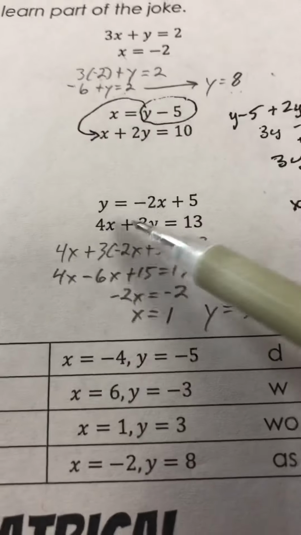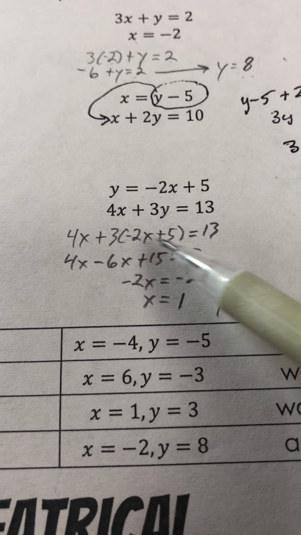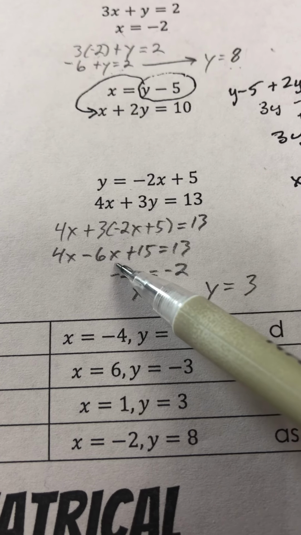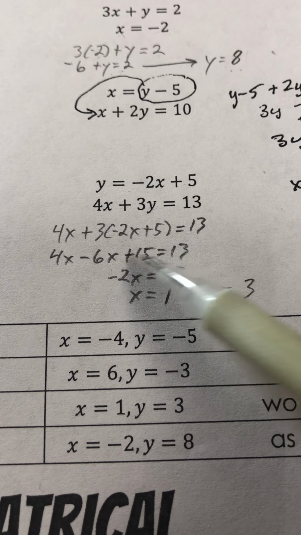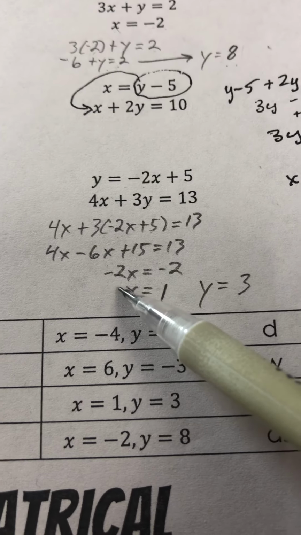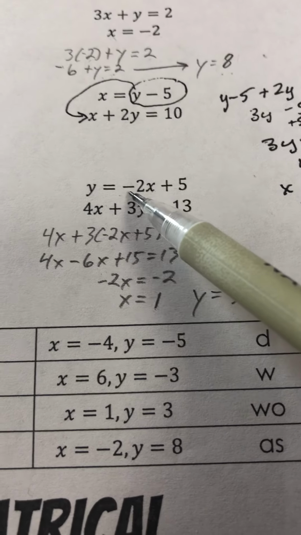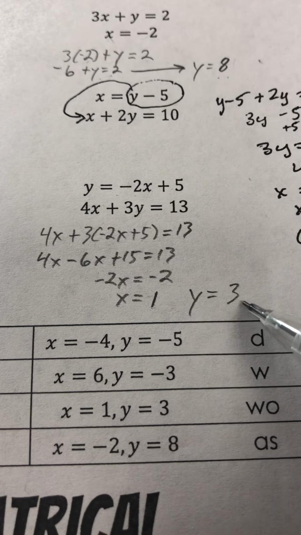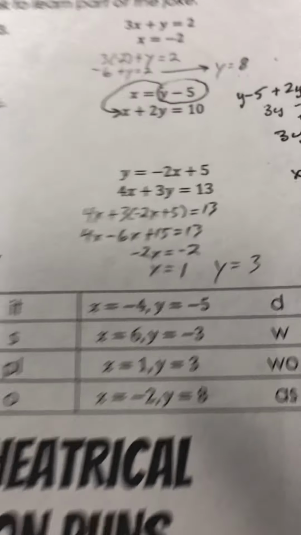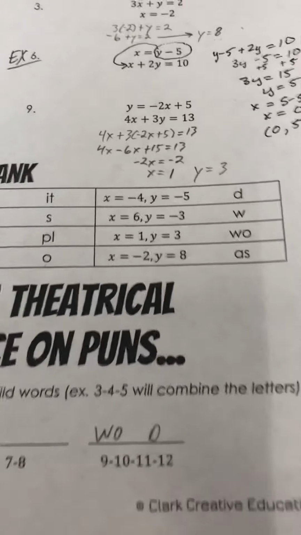For number 9, y equals -2x plus 5. And so for this y right here, I put in -2x plus 5. I do the distributive property. I combine my like terms, and I also subtracted 15 from both sides. I divide both sides by -2, x equals 1. I throw that 1 in here. So this would be -2 times 1, which is -2, plus 5 is a positive 3, so y equals positive 3, so it's 1, 3. So 1, 3 is right here, WO, so you put WO there.